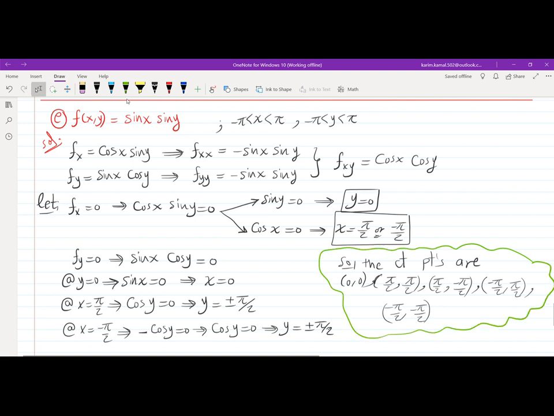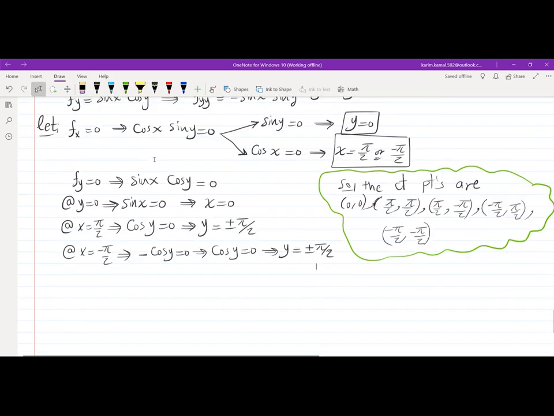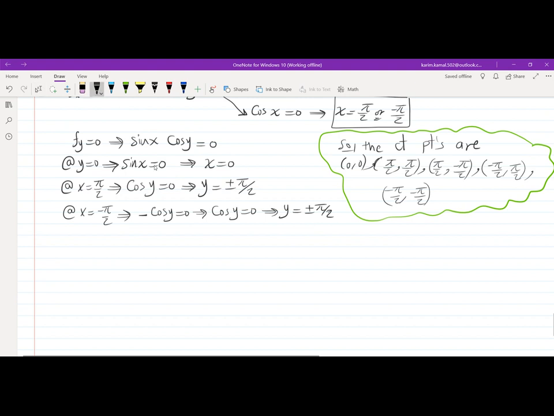So we have to test them using D, which we know equals fxx fyy minus fxy all squared. It's better to make a table like what we did before.